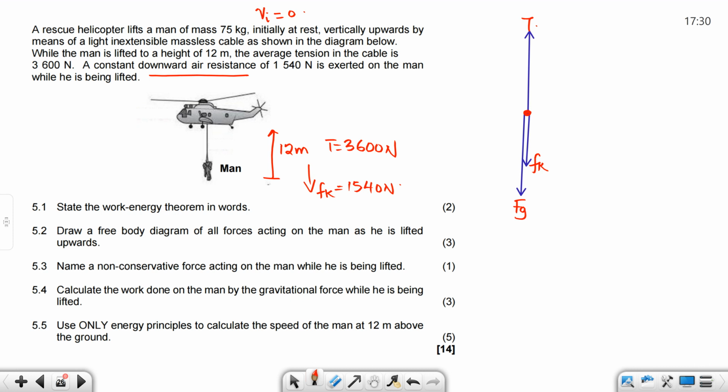Name a non-conservative force acting. There are 3 of them that we know, right? We said they are FET, right? Don't write FET. Please, examiners don't know what FET is. Okay, but we know we are talking about what? Friction. Applied. So which one do we have here? We have both. So you could mention any of them.